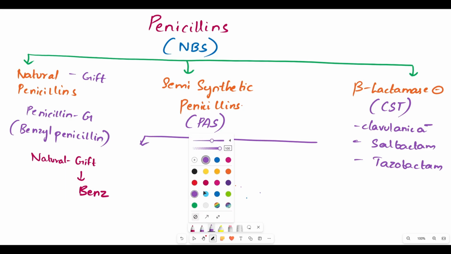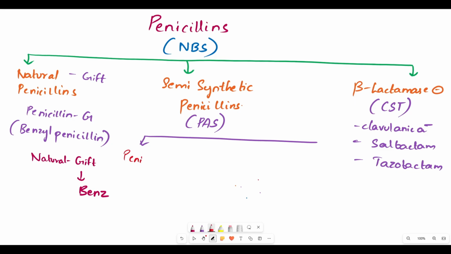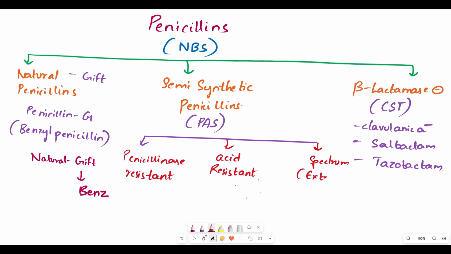So the first one is P, where P means penicillinase-resistant penicillin. And A means the second class, that is acid resistant penicillin. S means the third class, remember it as S means spectrum. So these are extended spectrum penicillins.